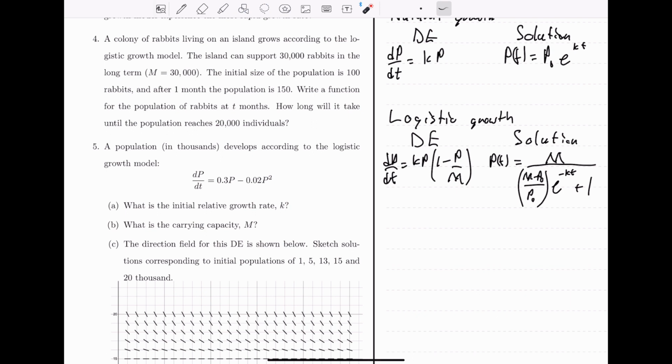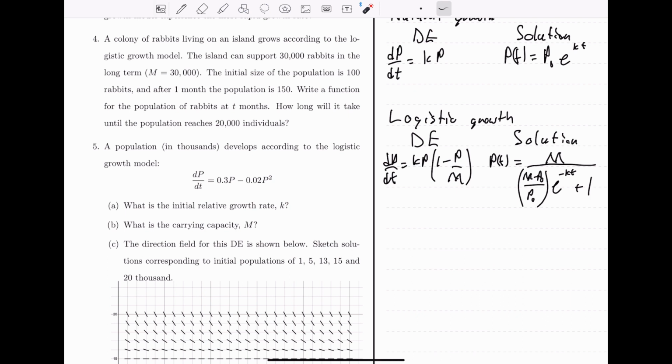Finally, for this section, let's look at example 5. We're told that a population, measured in thousands, develops according to the logistic growth model. And here's the logistic differential equation. So we have some specific numbers here. We want to know what is the initial relative growth rate, that's K. What's the carrying capacity? And then we're going to take a look at the slope field for this differential equation.